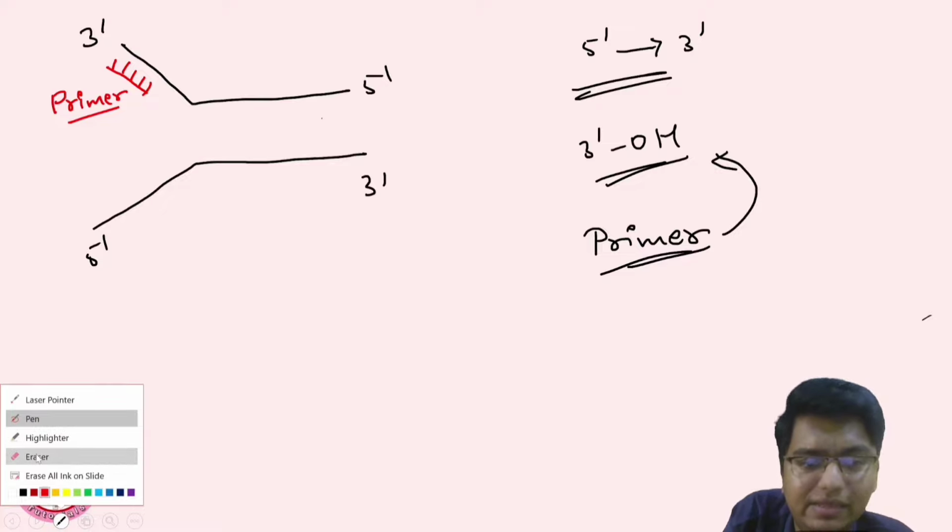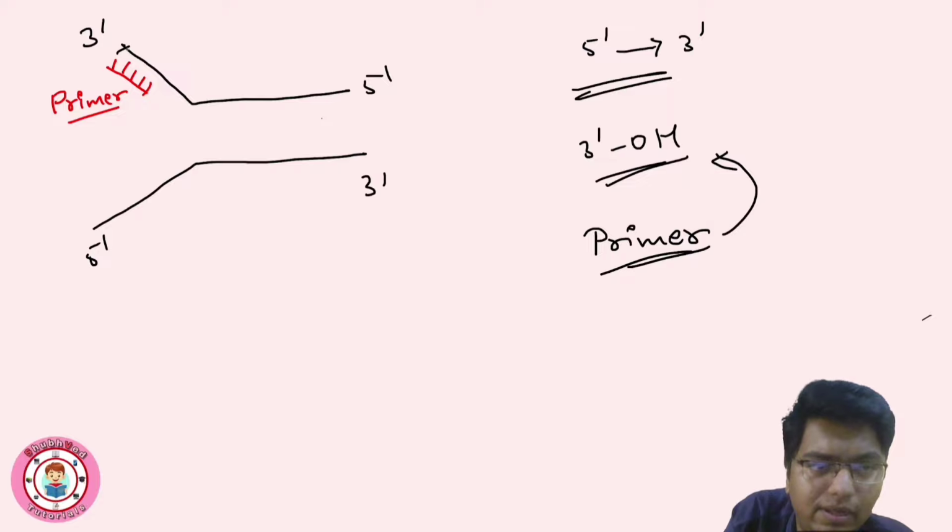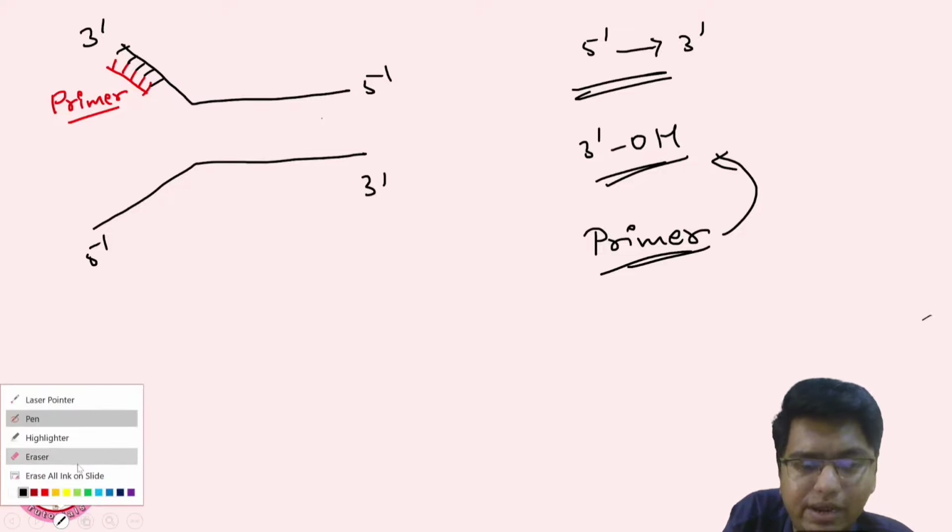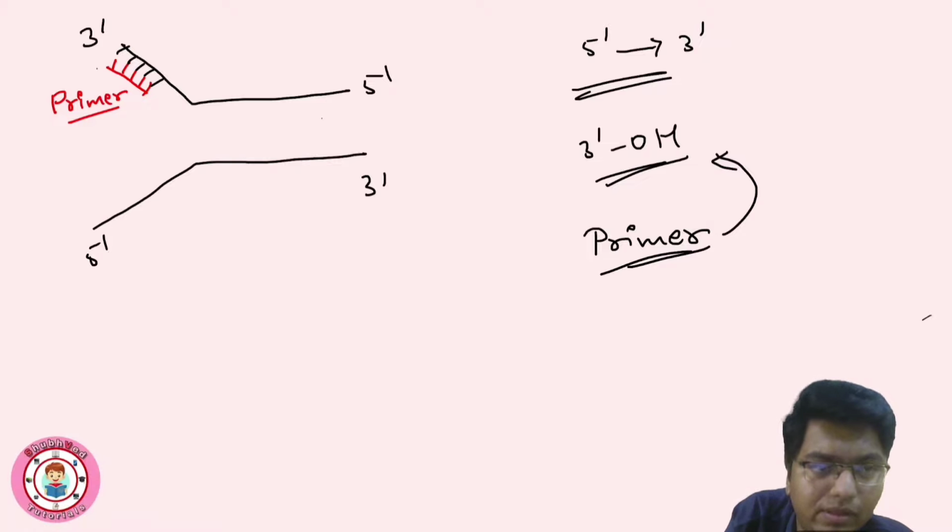Template means they will provide the detail of which nucleotide should be added. Alright. So here are the bonds. Like this, they will bond. Primer is nothing but an RNA sequence. It can be just 10 nucleotides. So this is basically the RNA sequence, and it will have a 3 prime OH group. So this is 5 prime, and this is 3 prime.